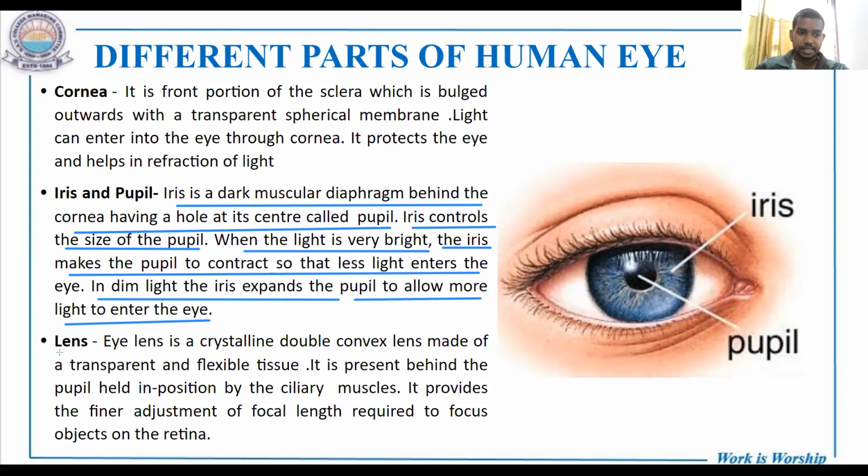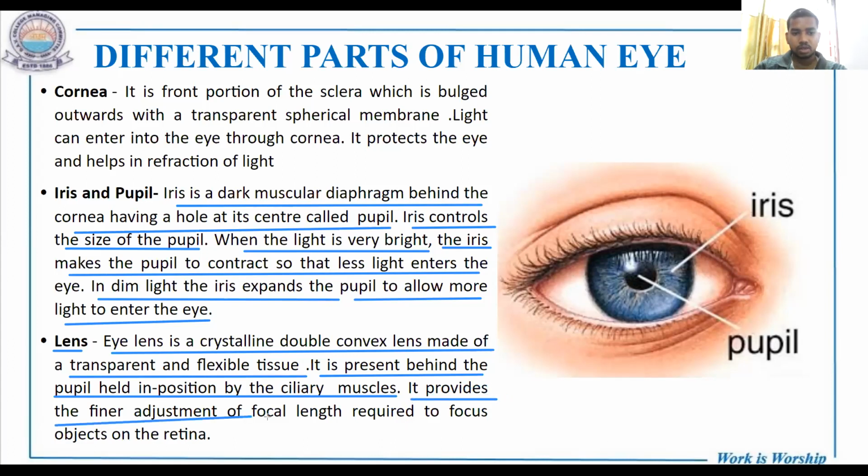Okay. Then the third one is the lens. The most important, the eye lens is a crystalline double convex lens made of a transparent and flexible tissue. It is present behind the pupil, held in position by the ciliary muscles. The lens is held stationary at its position by the action of the ciliary muscles. The ciliary muscle stretches it from the bottom and the top part to keep it in its correct position. It provides the finer adjustment of focal length required to focus an object on the retina. And the lens helps in focusing the image of the object on the retina.